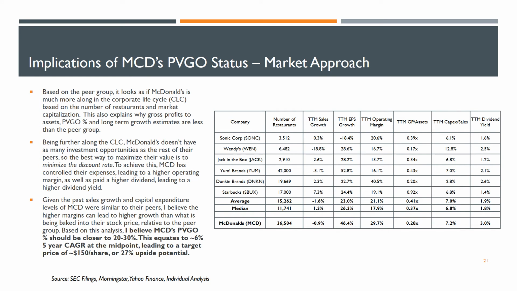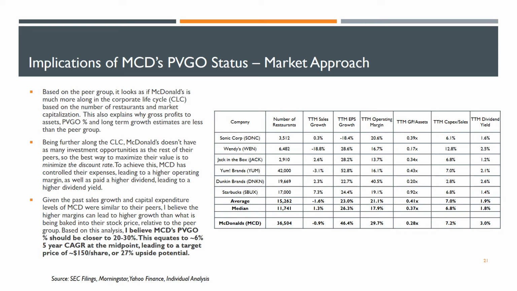So after looking at those numbers, what you can see as well is that based on the peer group, it looks as if McDonald's is much more along in the corporate life cycle based on the number of restaurants and market capitalization, which we all know. They're definitely on the mature side versus the rest of their competition. This also explains why gross profits to assets, PVGO percentage, and long-term growth estimates are less than the peer group.